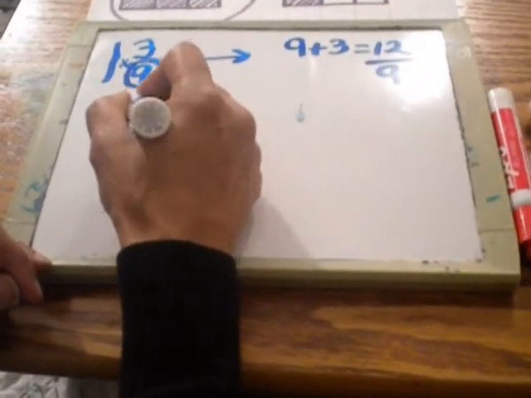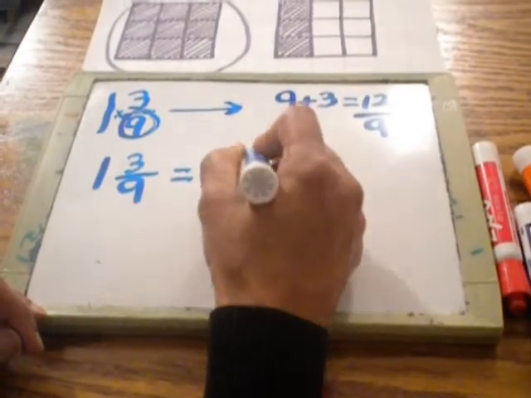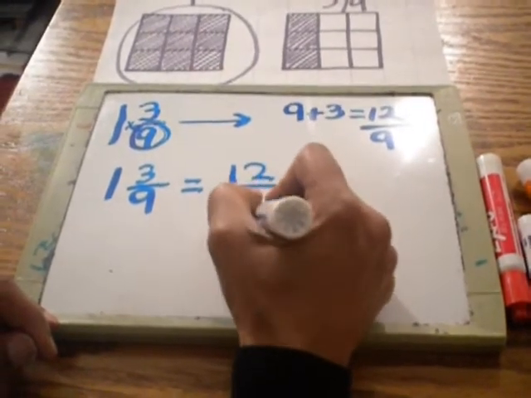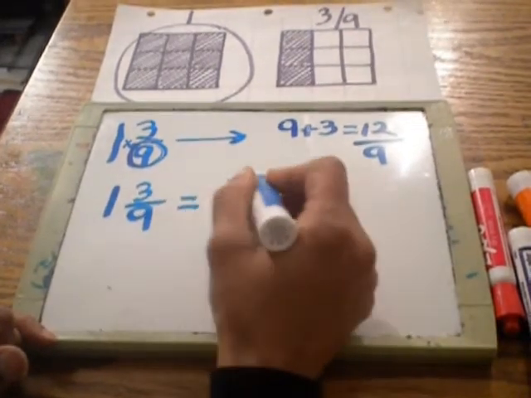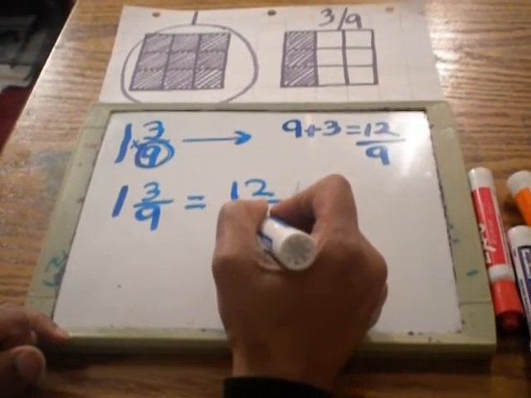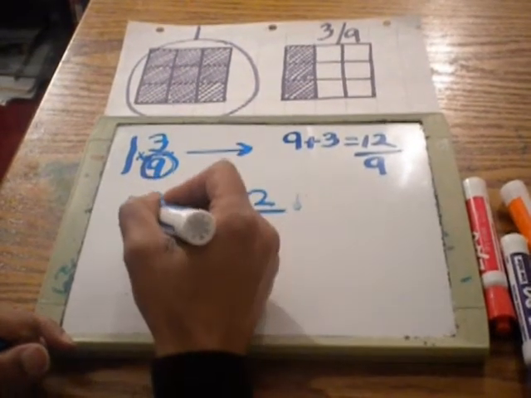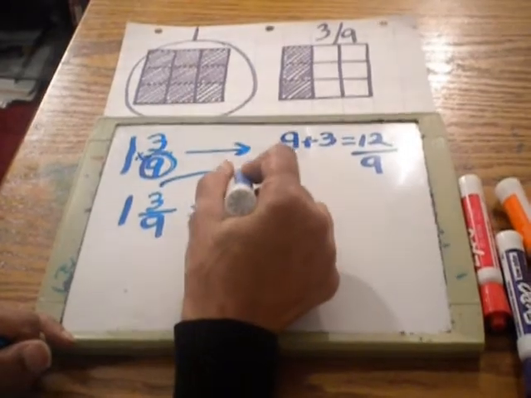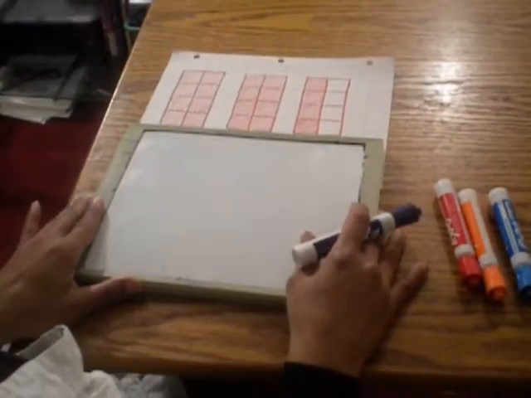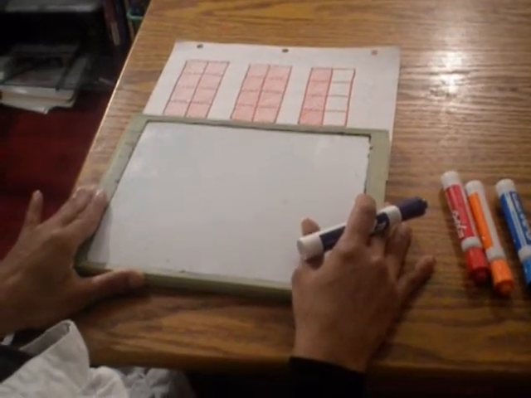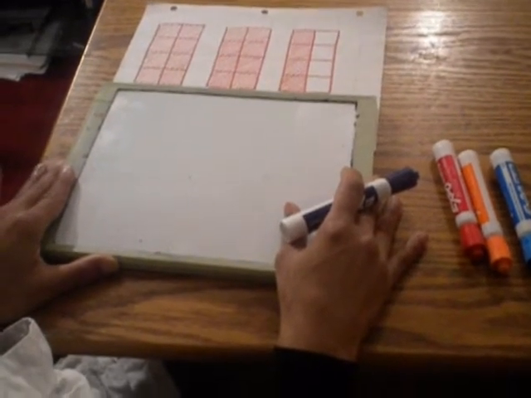So 1 3/9 is equal to 12/9, where 1 3/9 is our mixed number and 12/9 is our improper fraction. In this example, we have converted our mixed number to an improper fraction. Let's try another example. This time, we're going to convert from an improper fraction to a mixed number.